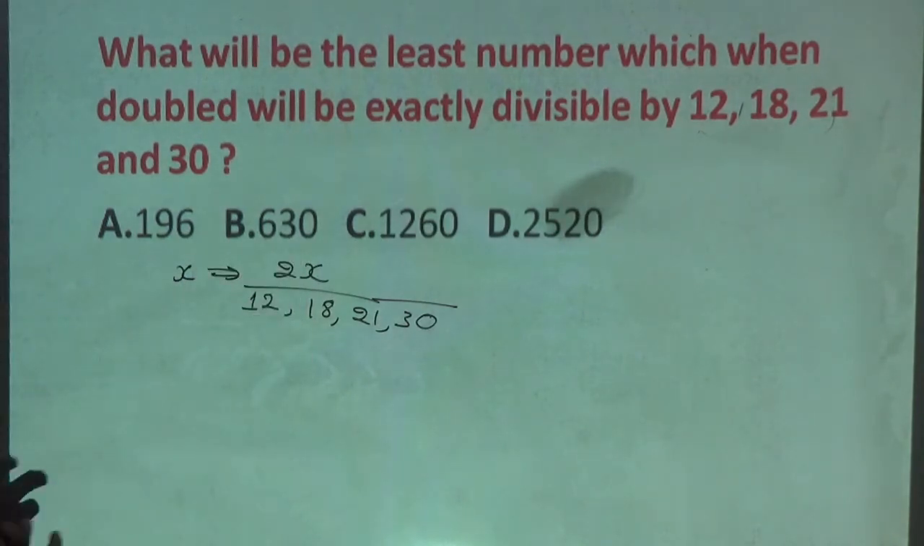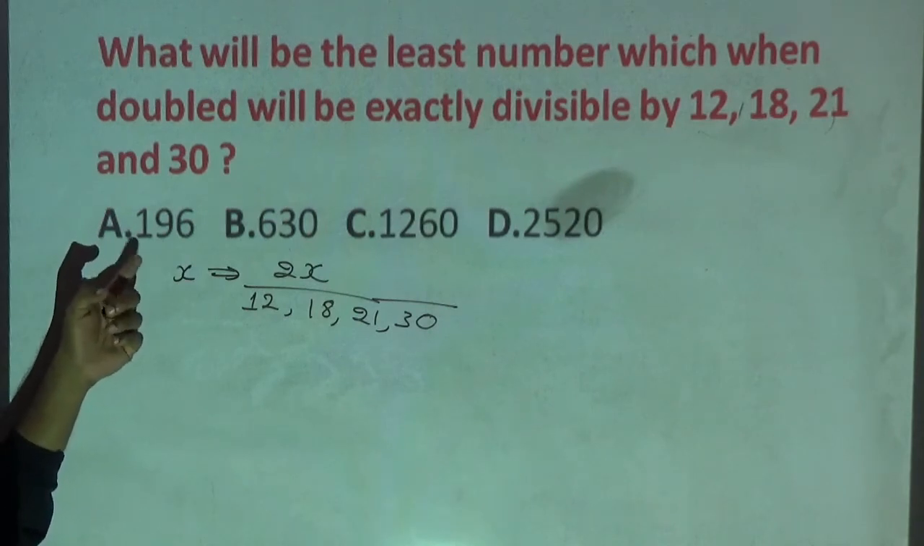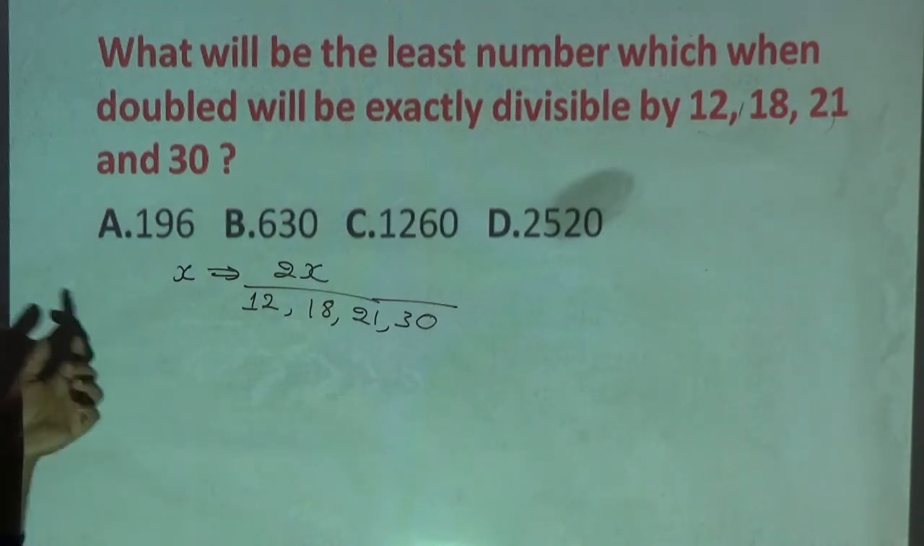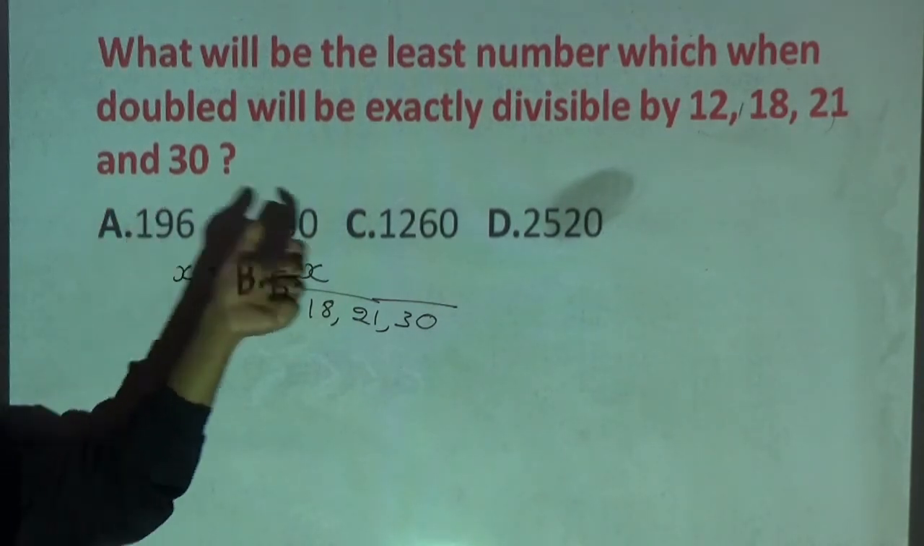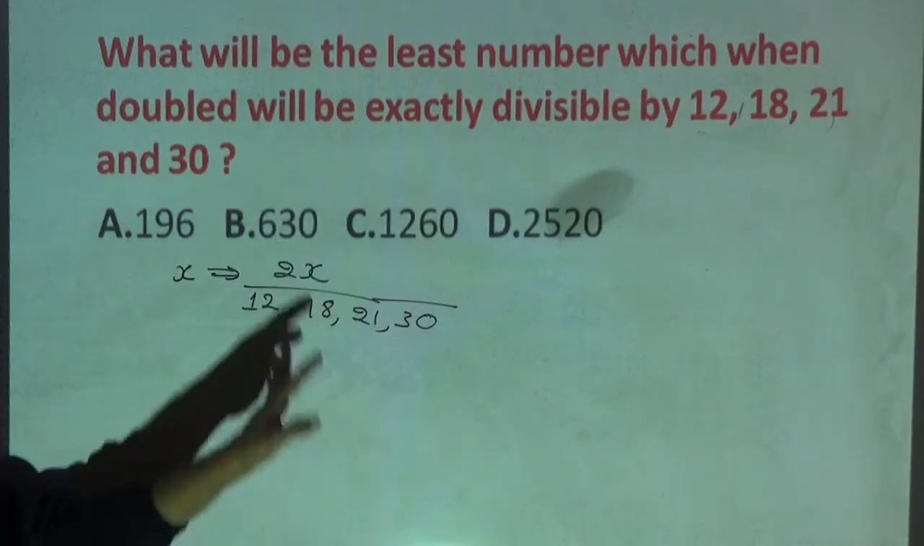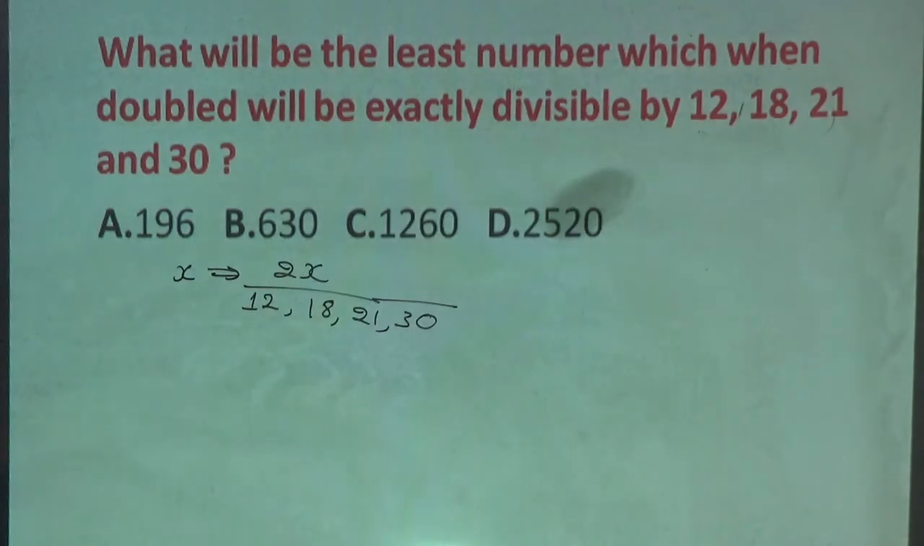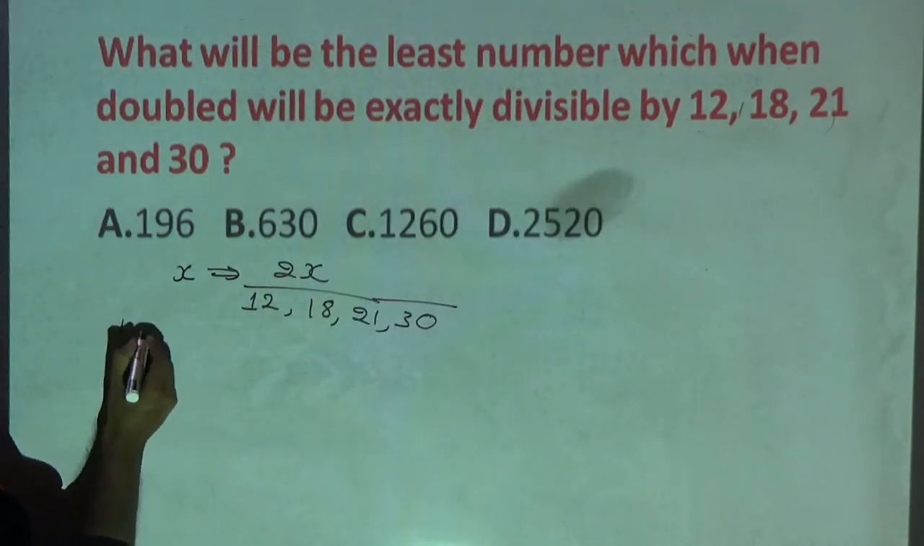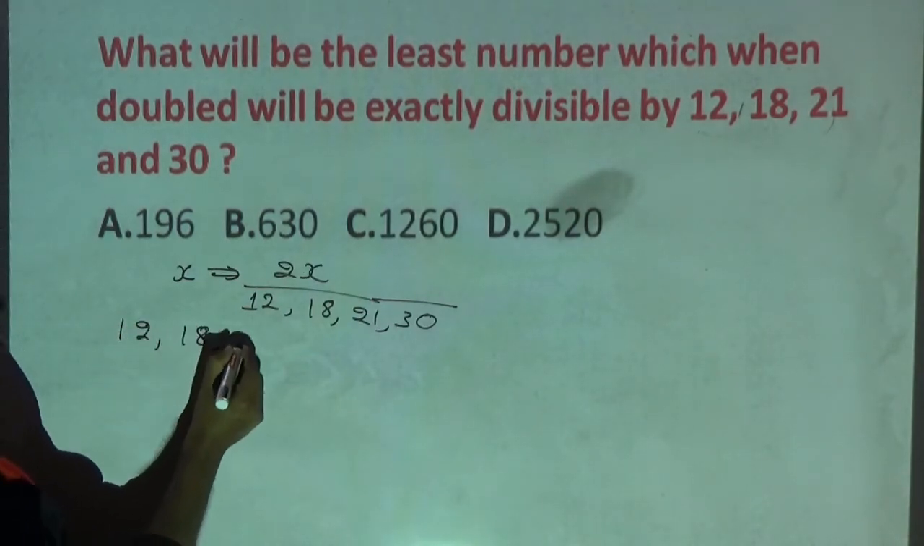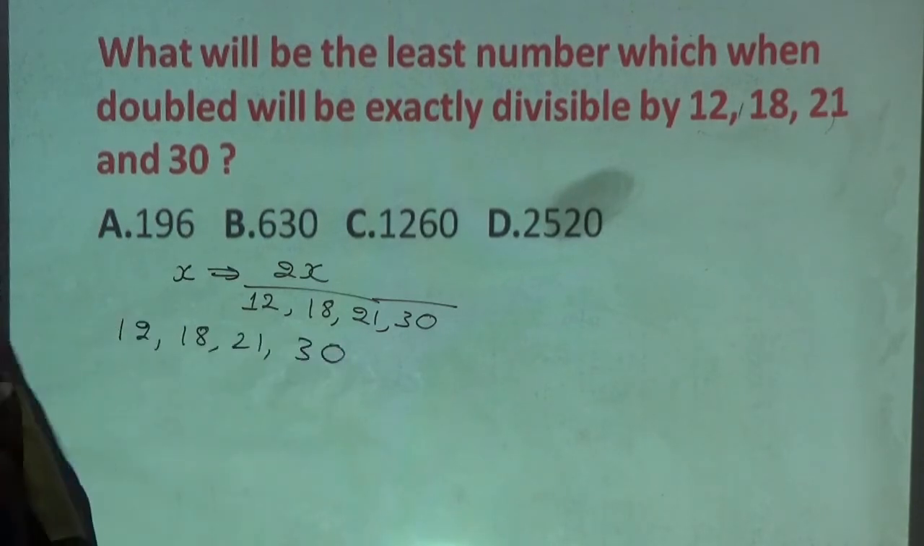Then what are they asking? They are asking for that number, that means x. x is not completely divisible, but if you double it, then it will be completely divisible. The number that I want is in the numerator, right? That means what I am finding is the LCM, the LCM of 12, 18, 21 and 30.